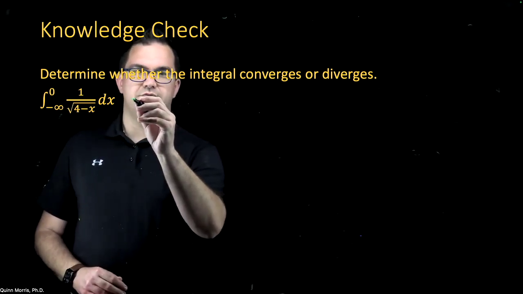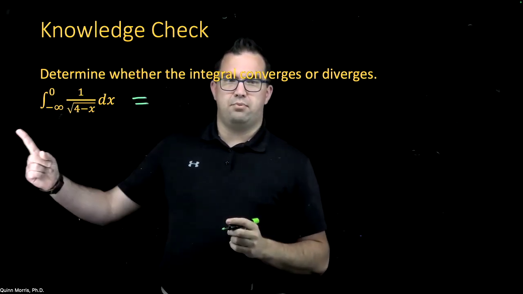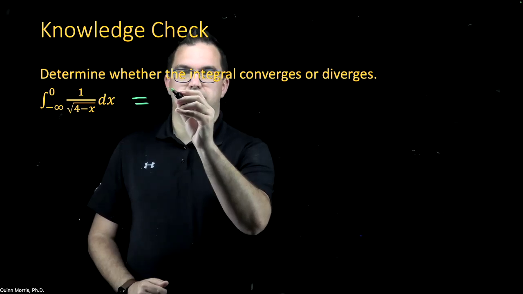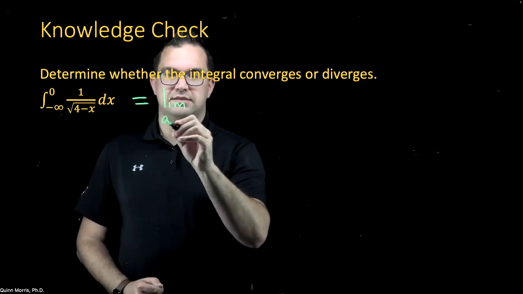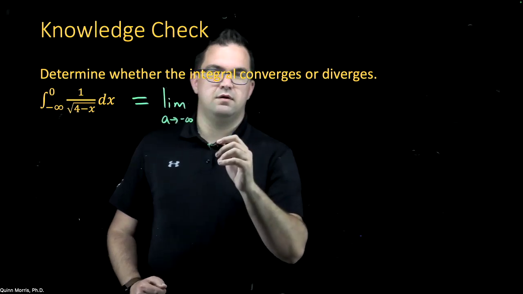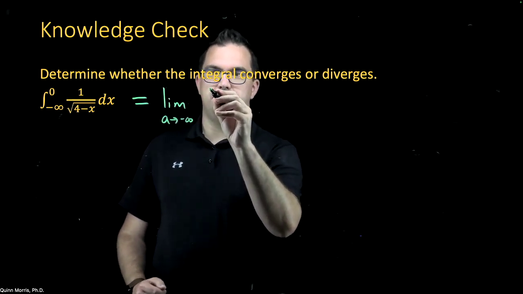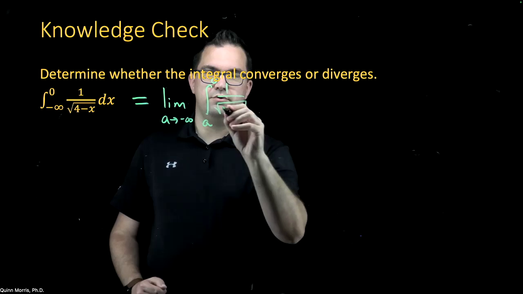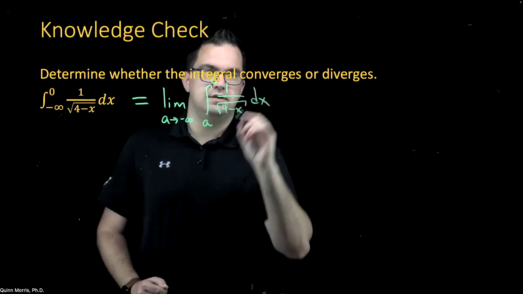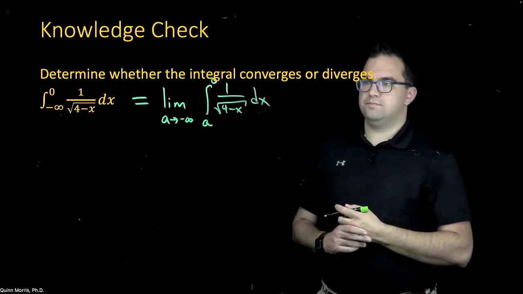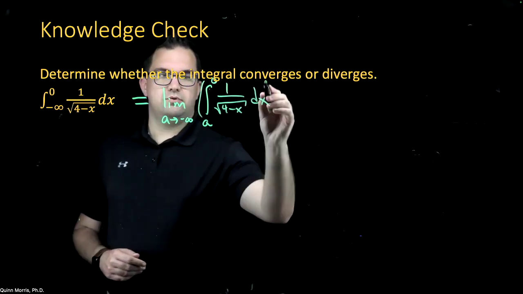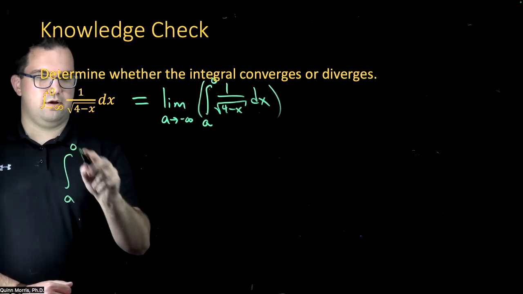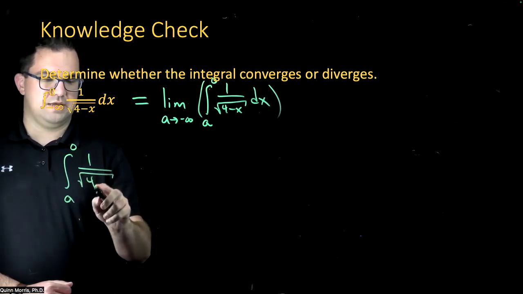So in this case, the first thing we need to do is rewrite our integral. The improper bit here is this -infinity limit of integration. So we're going to rewrite this as the limit as a goes to -infinity of the integral from a to 0 of 1 over the square root of 4 minus x dx. So again, the first thing we need to do then is compute this definite integral, okay? And so I want to compute the integral from a to 0 of 1 over square root of 4 minus x dx.